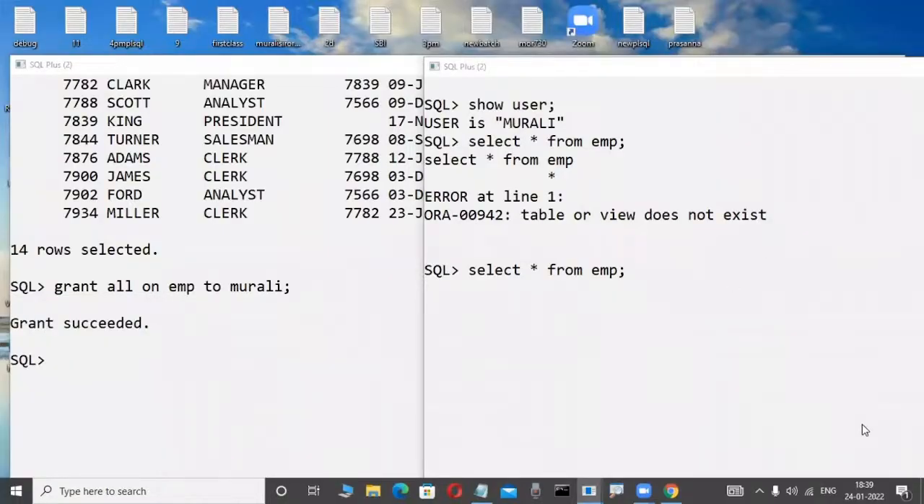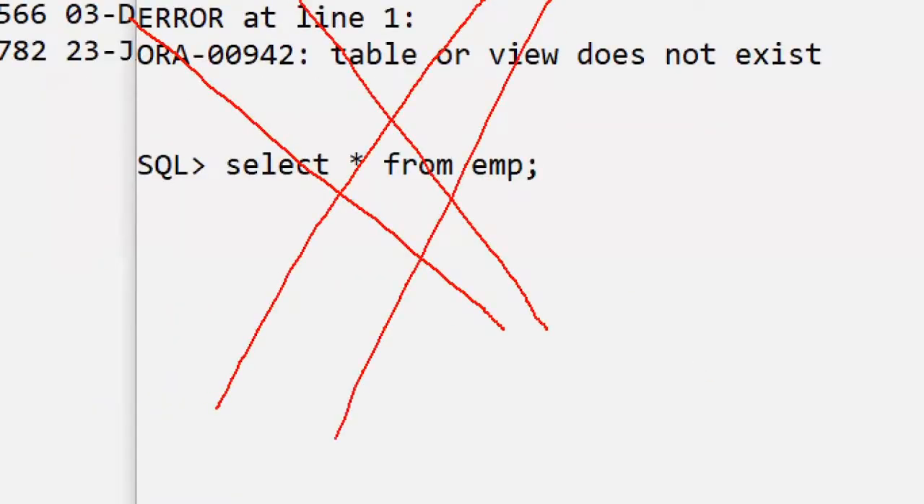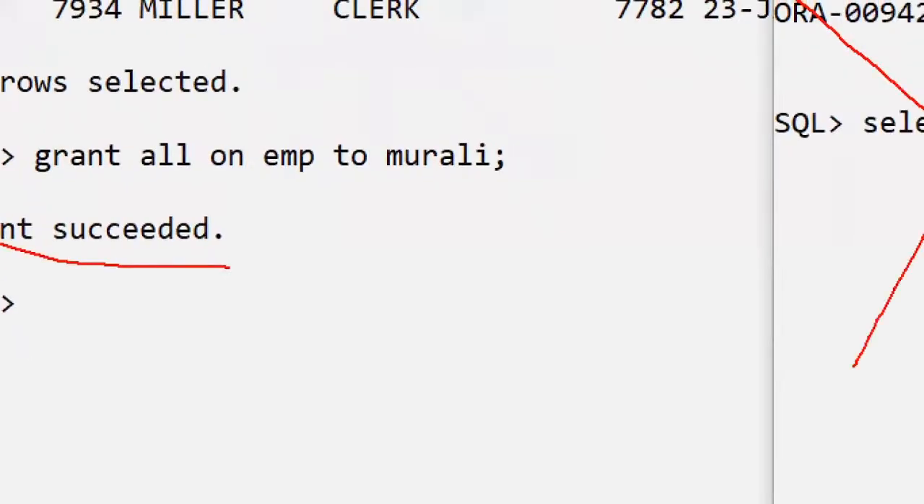Oh, nothing is there. Grant is succeeded. Then it's possible. We are thinking that, you are also telling like that, I am also thinking like that. But impossible. That is the beauty of the relational data model. Impossible. What is this one? Here grant is succeeded. Now, why is it not possible?